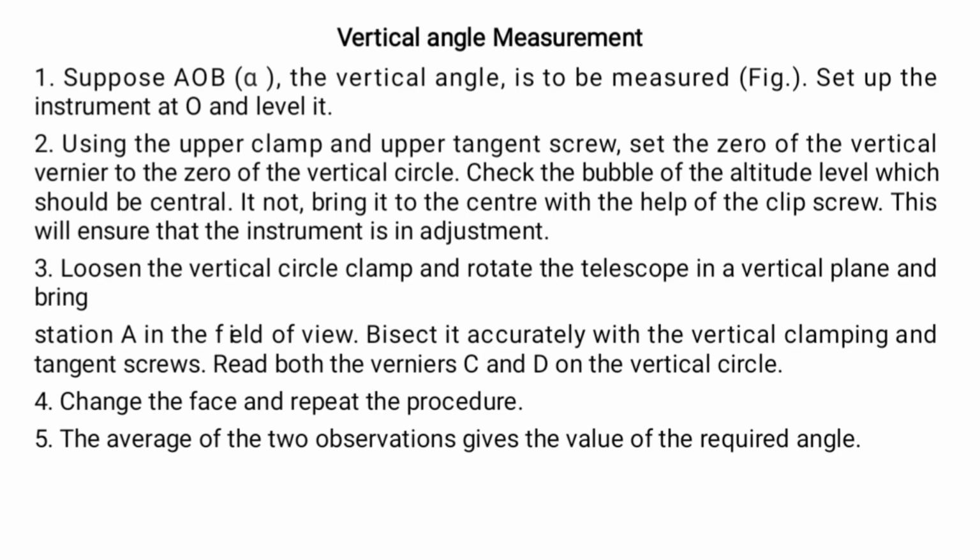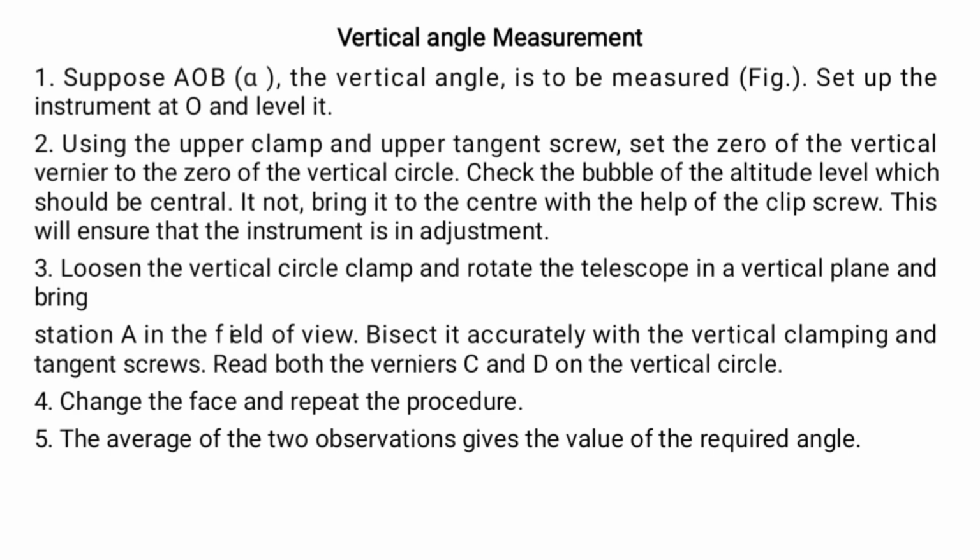Vertical angle measurement. Suppose AOP is angle alpha, the vertical angle to be measured. Set up the instrument at O and level it. Using the upper clamp and the upper tangent screw, set the 0 of the vertical vernier to the 0 of the vertical circle. Check the bubble of the altitude level, which should be central. If not, bring it to the center with the help of the clip screw. This will ensure that the instrument is in adjustment.